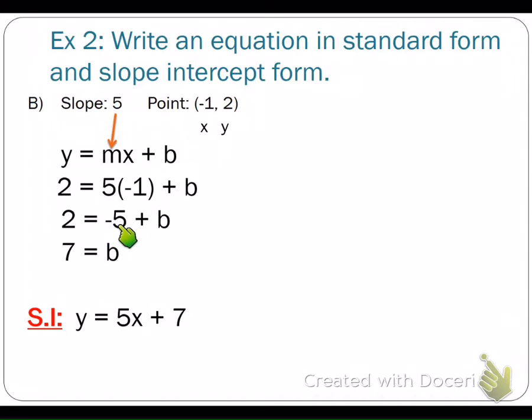I added 5 to both sides. 2 plus 5 is 7. Don't do that. All right, now what?